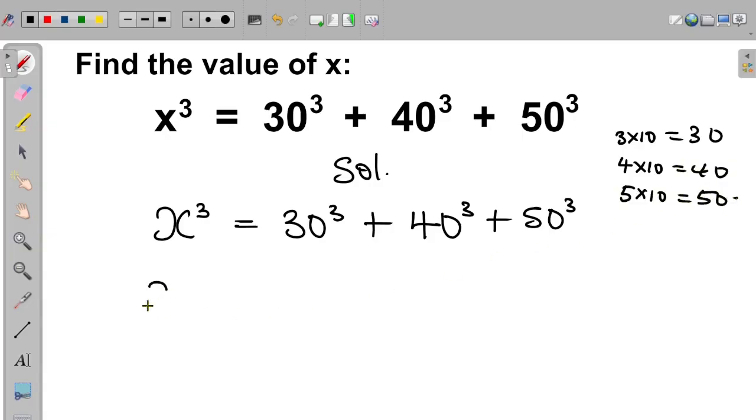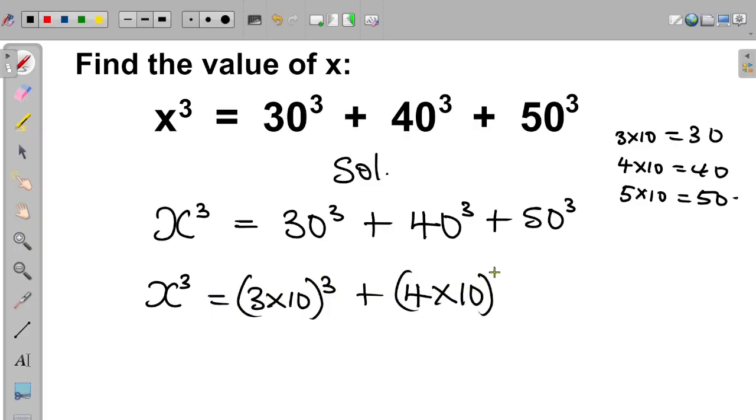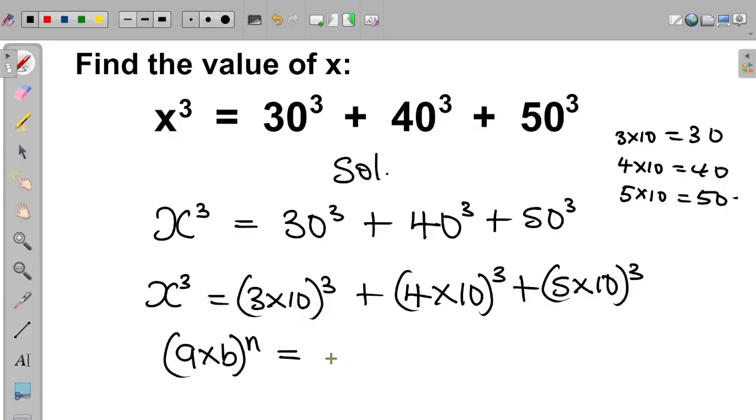So therefore we have that x cubed is equal to (3 times 10) all raised to the power of 3 plus (4 times 10) all raised to the power of 3 plus (5 times 10) all raised to the power of 3. Now also from the product power law, we know that (a times b) all raised to the power of n is equal to a to the power of n times b to the power of n.